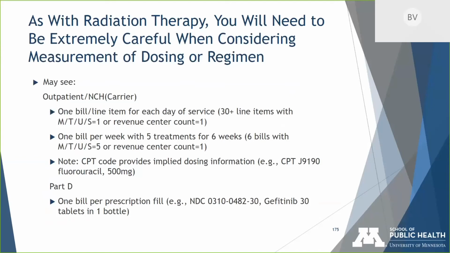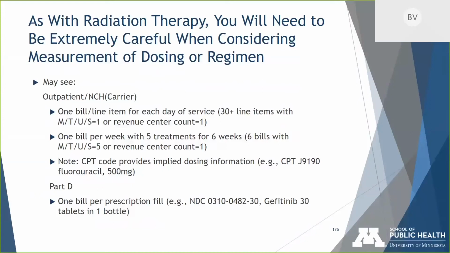And for the second one, I realized this morning that I had a typo. However, I can just walk you through that one quickly. Here, you would have one bill per week with 5 treatments for 6 weeks. So in this case, you would see 6 bills with a unit of 5 in both the MTUS and the revenue center count. And in both cases, you would have 30 treatments or services. So they would be equivalent but appear differently within the data.